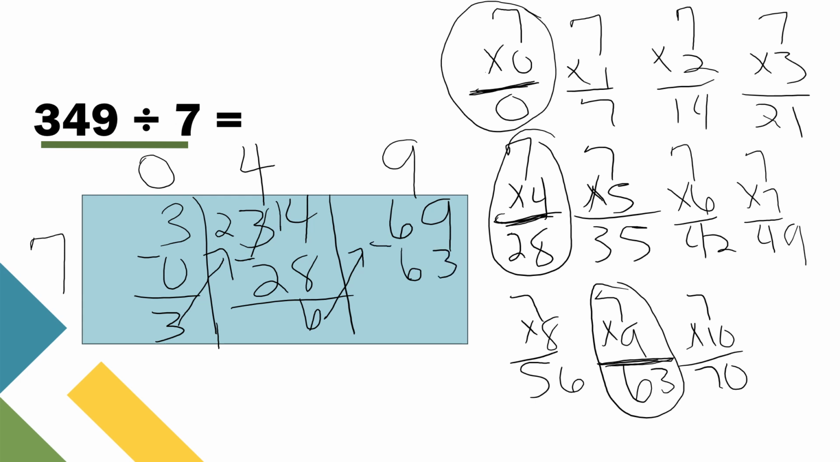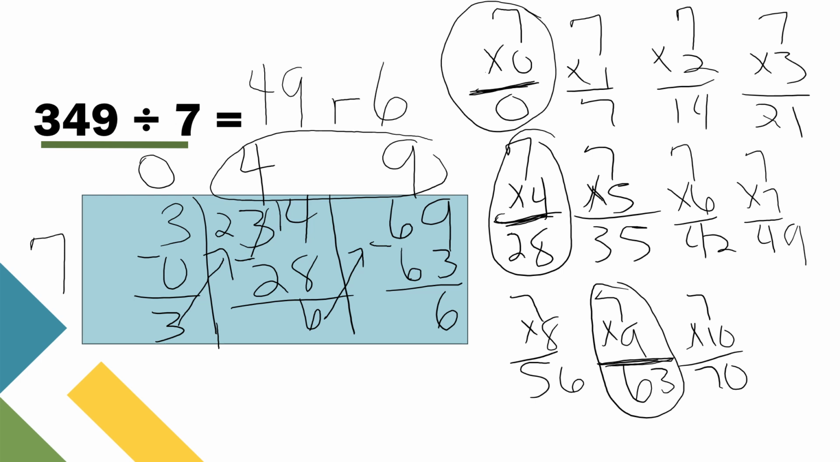And we do what inside the box? Subtract. 9 minus 3 is 6. All right, I do not have another box to go to, so I'm done. Your answer to a division problem is always on top. So I was able to make 49 groups, but I had a remainder of 6.